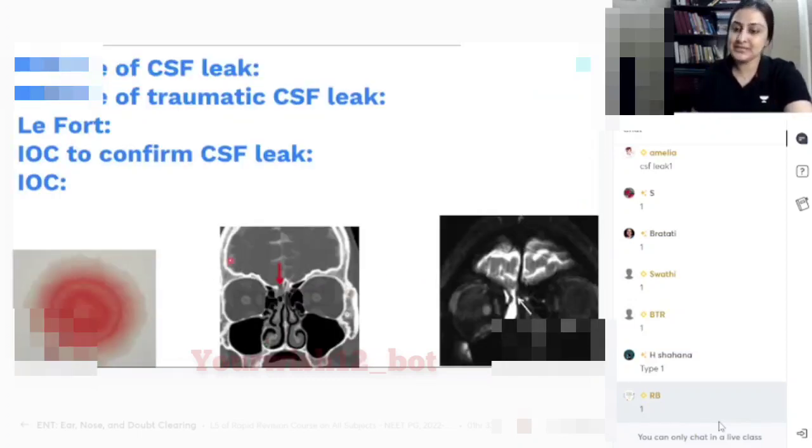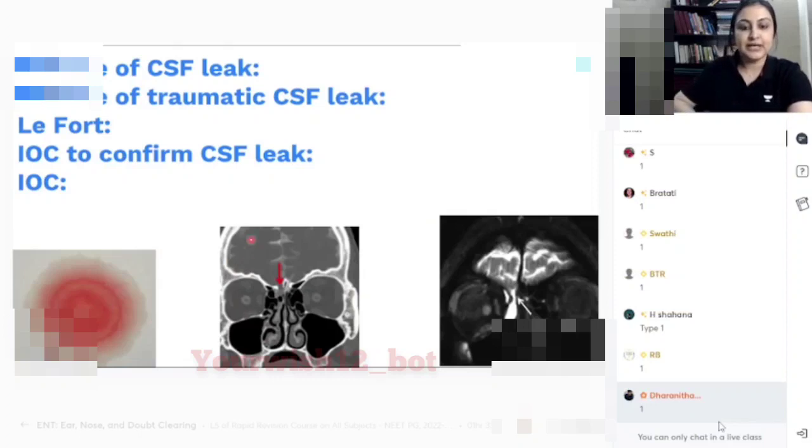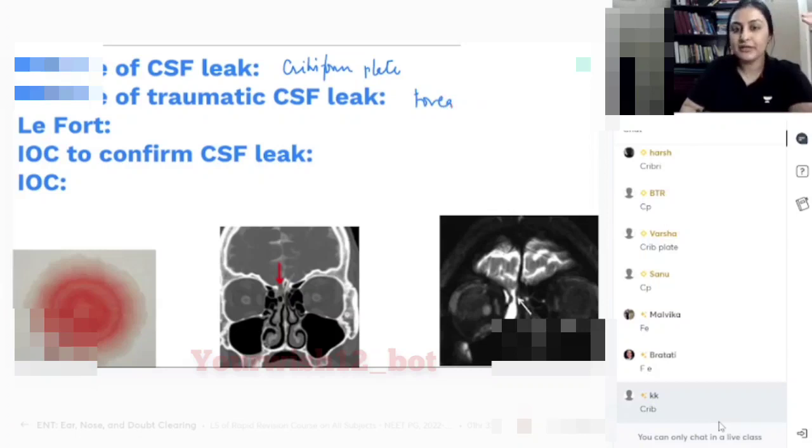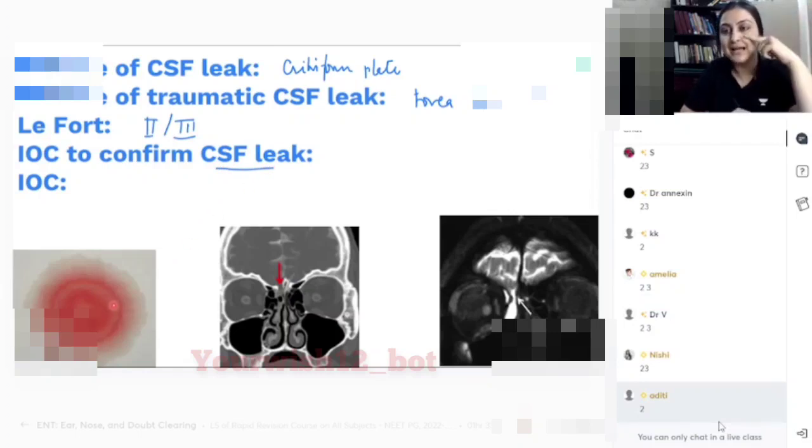So इसी train of thought पे CSF rhinorrhea कर ले, खत्म फटाफट. Okay. So what is the most common site of CSF leak if I ask you overall? This we already have discussed. This is cribriform plate. Very nice. Most common traumatic is what? Roof. Fovea ethmoidalis. Leaford कौन से में CSF leak मिल सकता है traumatic? 2 and 3 है ना, 1 में नहीं मिलेगा.